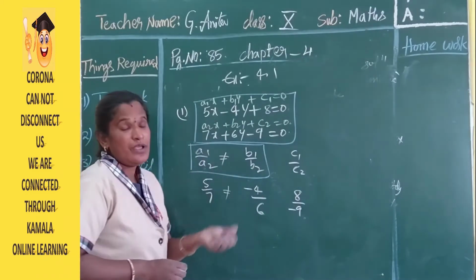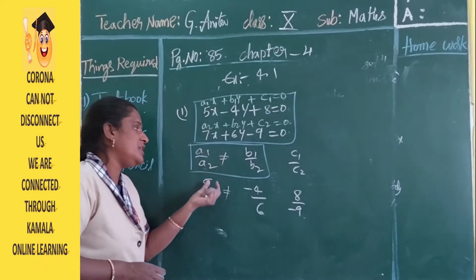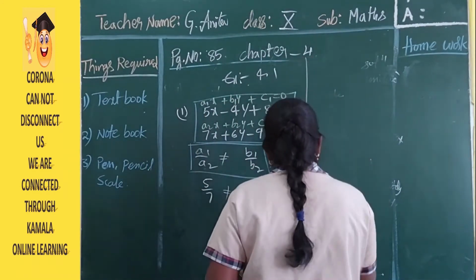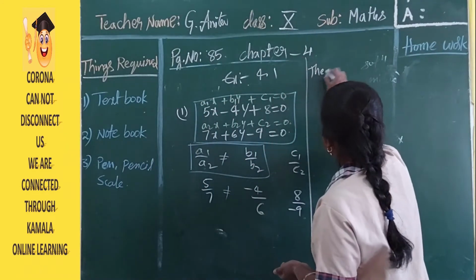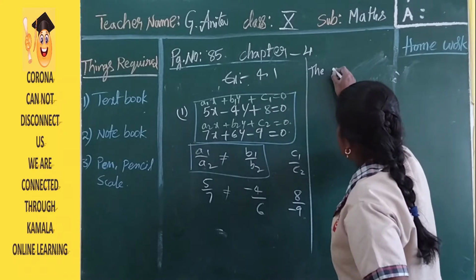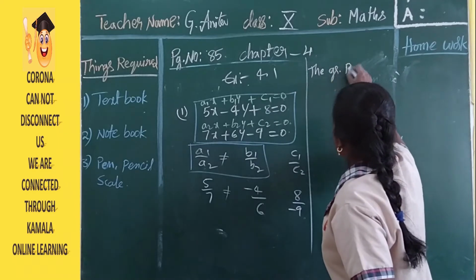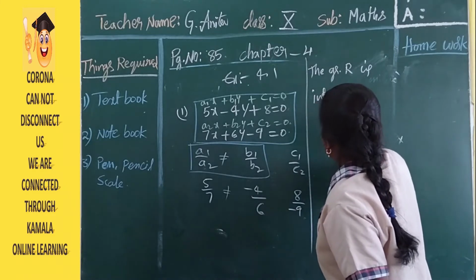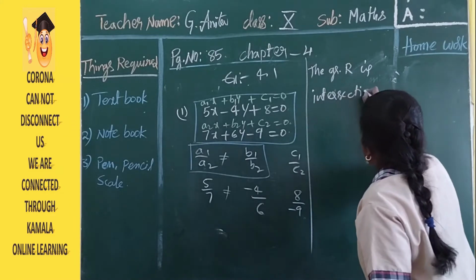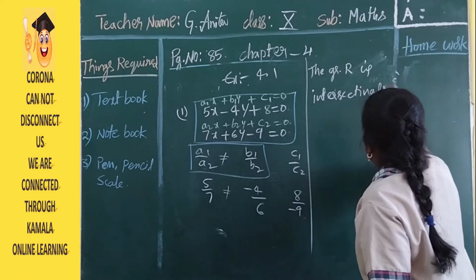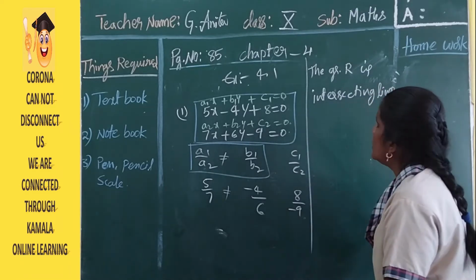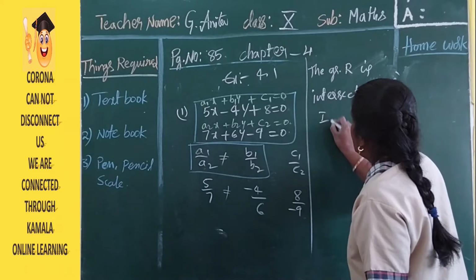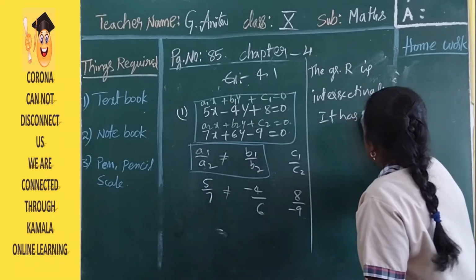So what happened? a1 by a2 not equal to b1 by b2 means the graphical representation is intersecting lines. Yes, the graphical representation is intersecting lines. Okay, yes, children. So it has how many solutions? It has one solution.